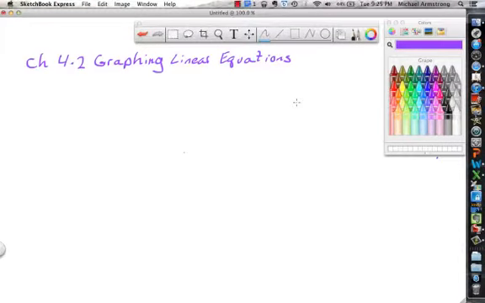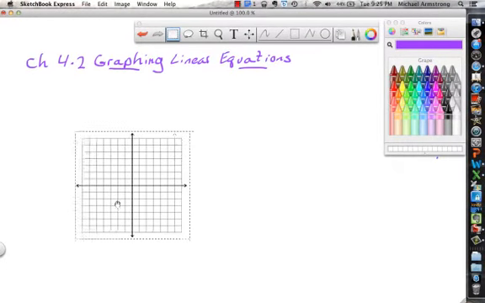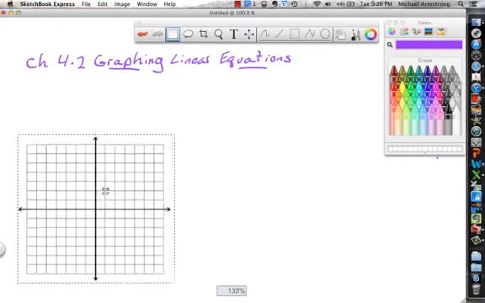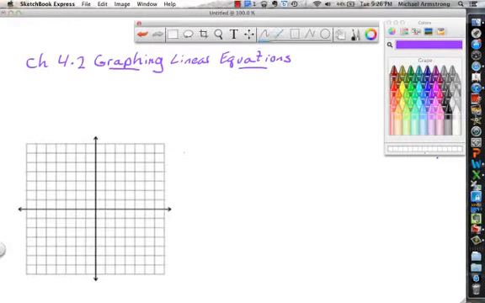Okay, we're beginning Chapter 4, Section 2, Graphing Linear Equations. I'm going to go ahead and add a little piece of graph paper. And let's see, I'm gonna move it first and enlarge it a little bit. No scale. There we go. Okay. And then, there's a couple of things we have to do.